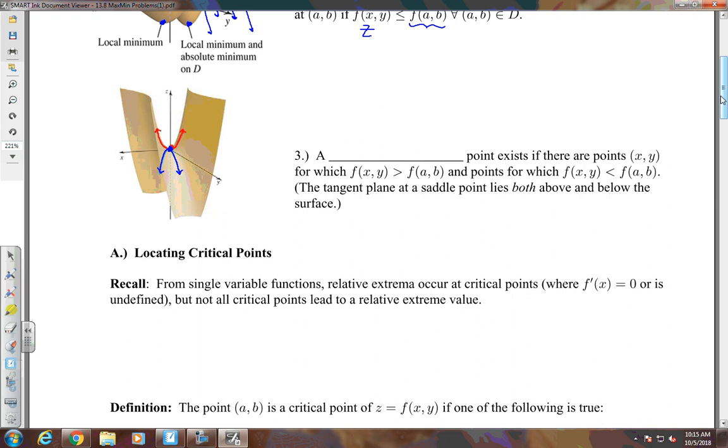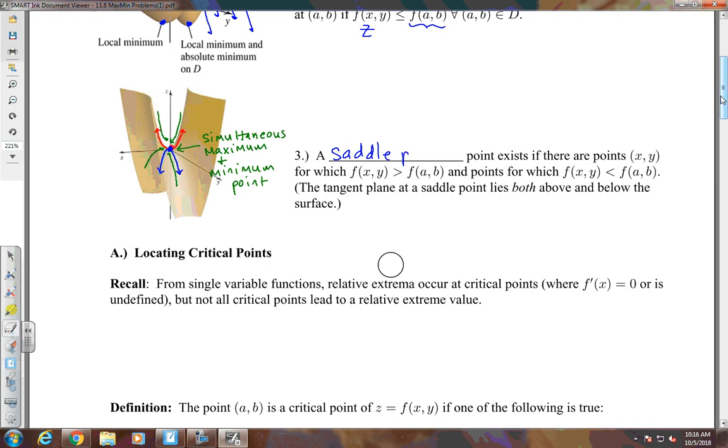So the amazing thing about this point right here is that it is a simultaneous maximum and minimum point. It is the lowest point in one direction. If I think about this as terrain and I'm hiking around the terrain, that's going to be the lowest point of my hike in this direction. However, it's going to be the highest point of my hike if I'm hiking up in this direction. So we call that a saddle point.